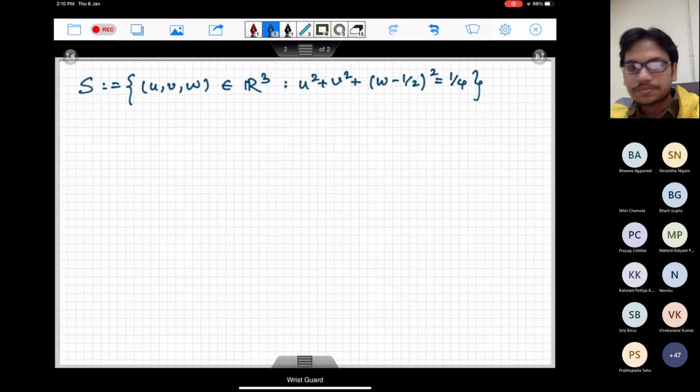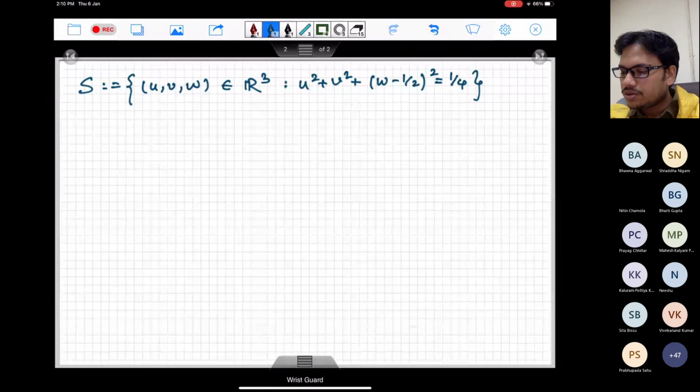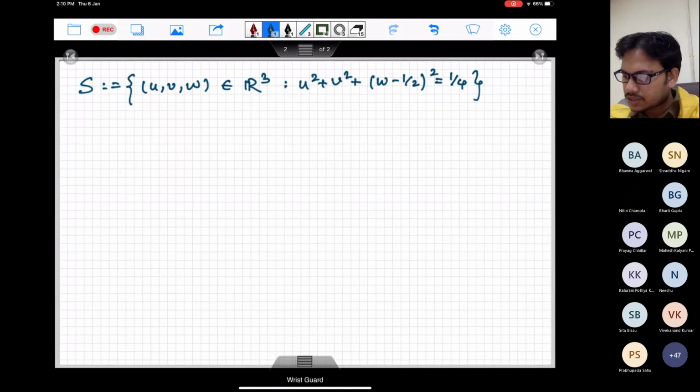Now this sphere, as you can see, is lying on the xy plane. When you look at it, it touches the xy plane at the point (0, 0, 0). For example, if I put u equal to v equal to 0, you see that it satisfies the equation of the sphere. So that point lies on the sphere, as well as on the xy plane, or the z equal to 0 plane. Fine. So this is the sphere.